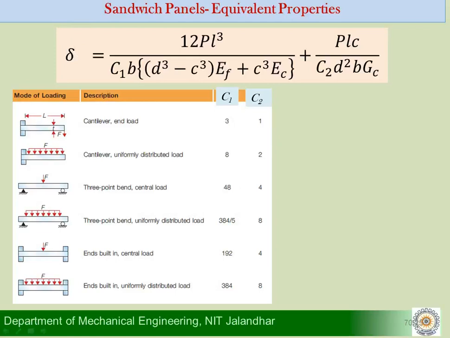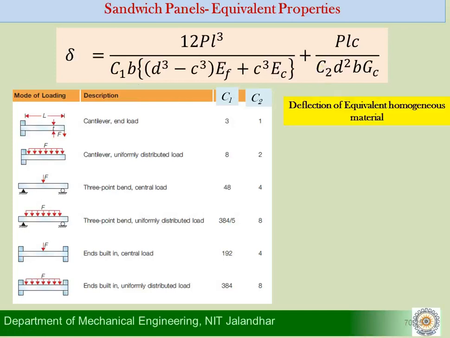Okay, so we have found how you can find the deflection delta in terms of the various constituents of the sandwich panel, in terms of its dimensions, that is D, C, and in terms of its material properties, that is the face property and the core property, and obviously there are certain constants here.